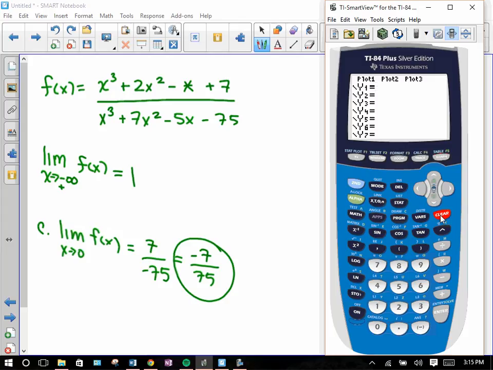Part D, it says I can use my calculator, so I'm going to take advantage of that. I'm going to type this in: parentheses, x to the third plus 2x squared minus x plus 7, close parentheses, divided by parentheses, x to the third plus 7x squared minus 5x minus 75, parentheses. Graph.